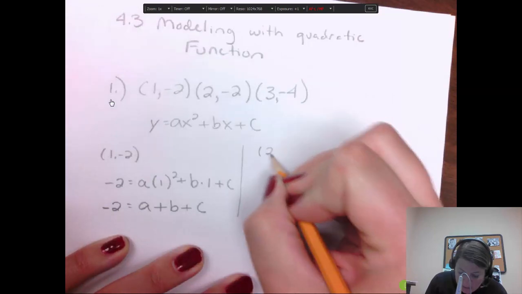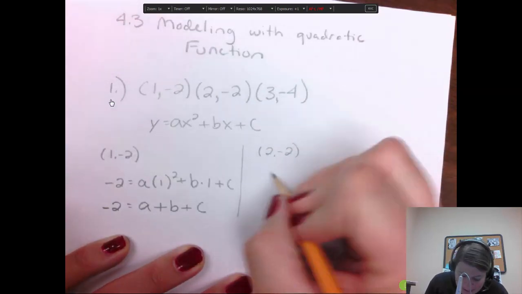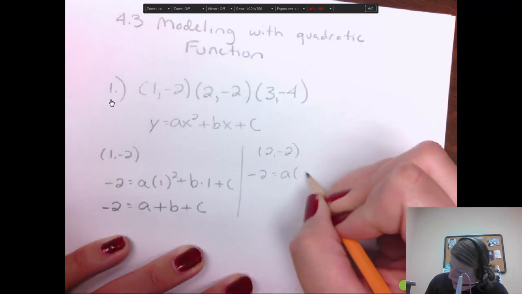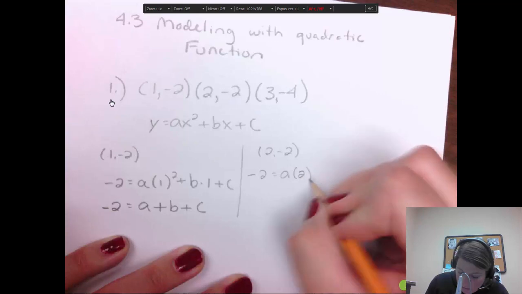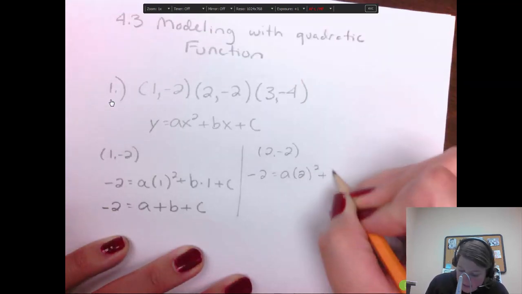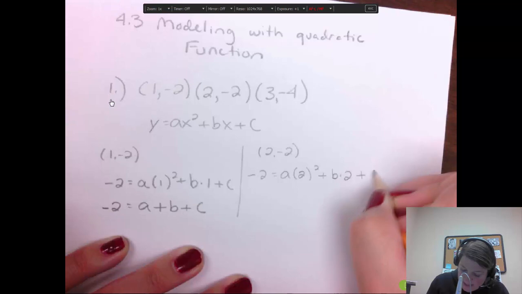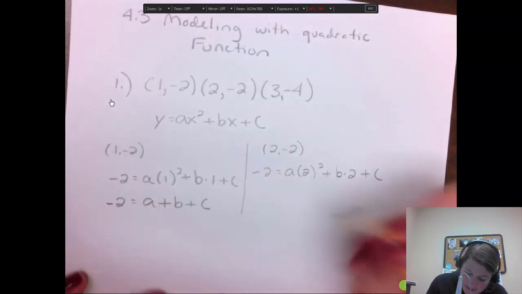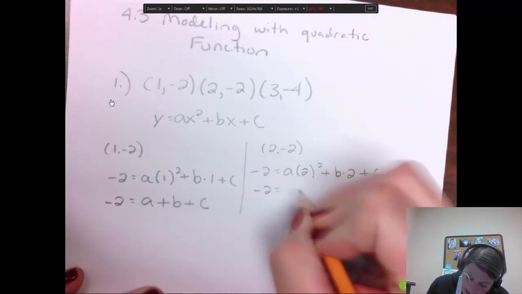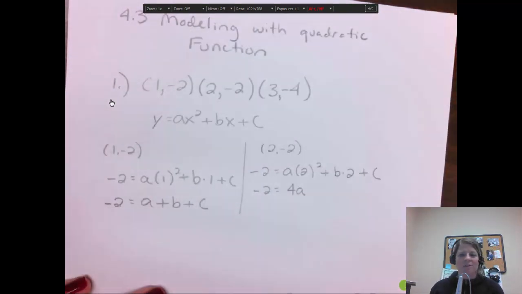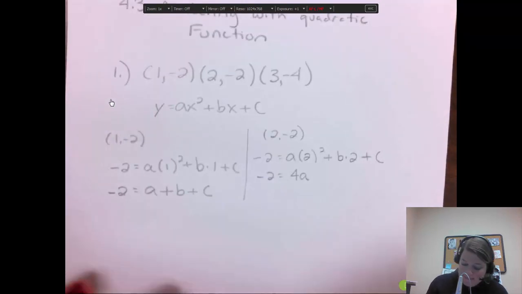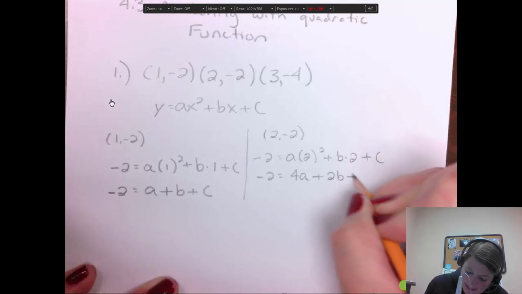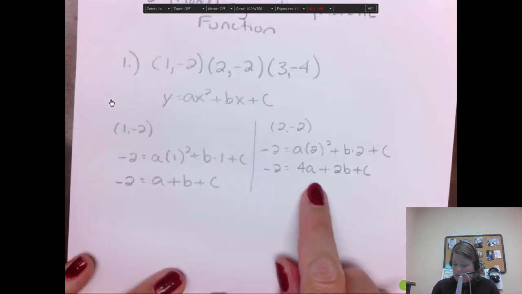Then let's look at the next one. That's (2, -2). We're going to say -2, our y, equals a times x, which is 2 squared, plus b times 2 plus c. Let's simplify this out. 2 squared is 4, and 4 times a is just 4a. We like to write the number in front; it makes more sense than a4. Then b times 2 is 2b plus c. So there's our second equation.